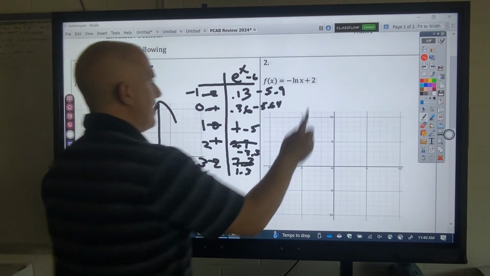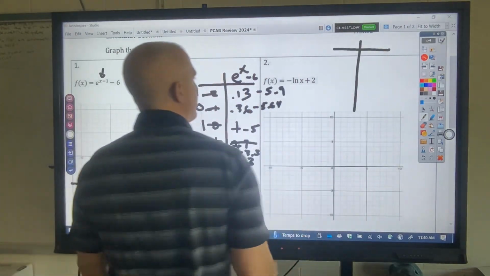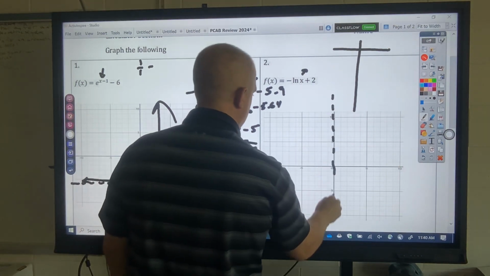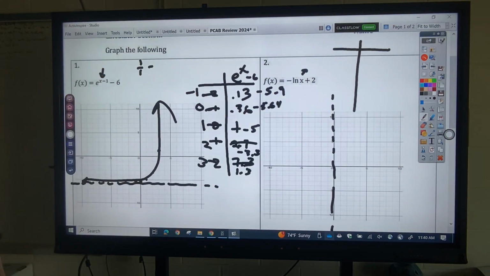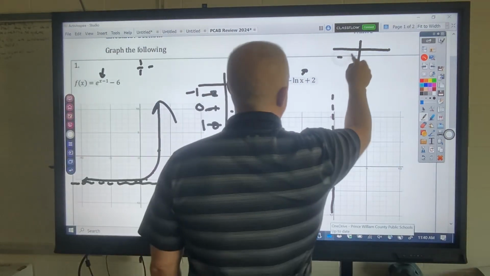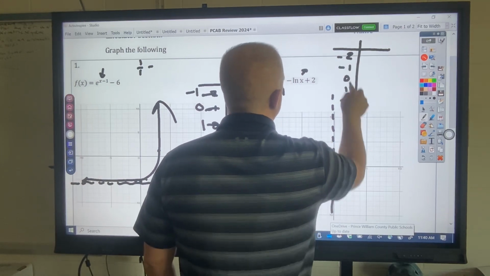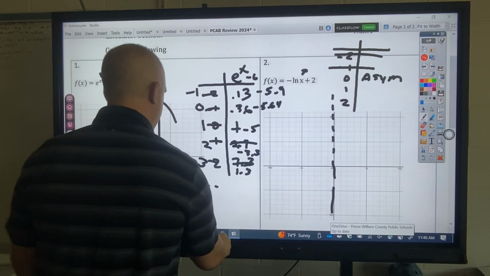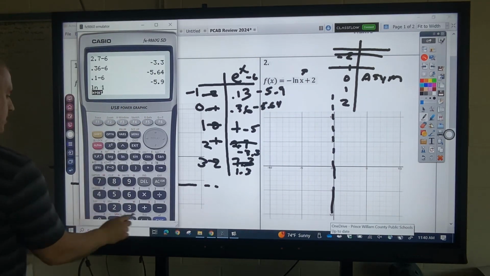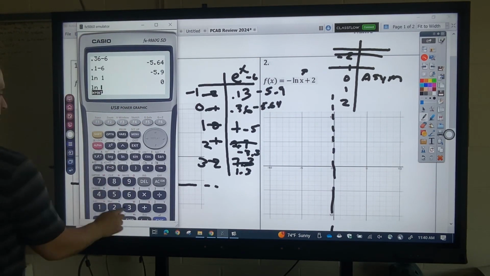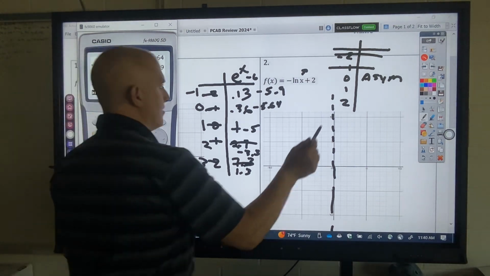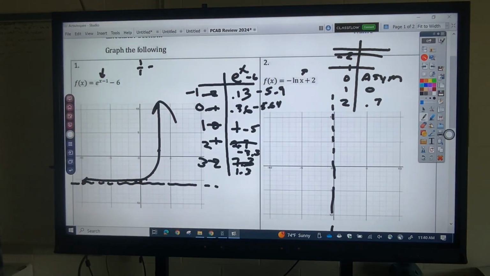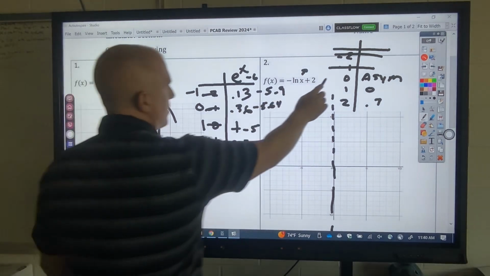Okay, natural log, very much like log. If I solve the inside, that would be at 0. So that's where my asymptote is. With log, natural log, I don't need to worry about this. This is the asymptote. Okay, so natural log of 1 is 0, natural log of 2 is like 0.7. Okay, all right. So if I solve the inside, that's still going to be 0.